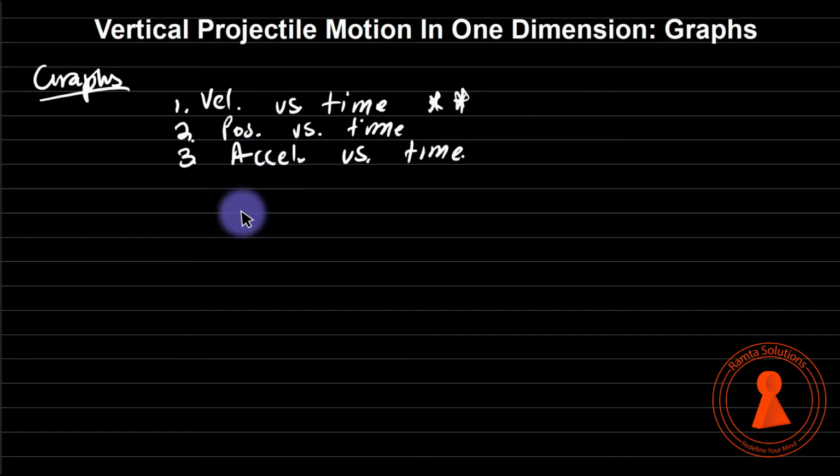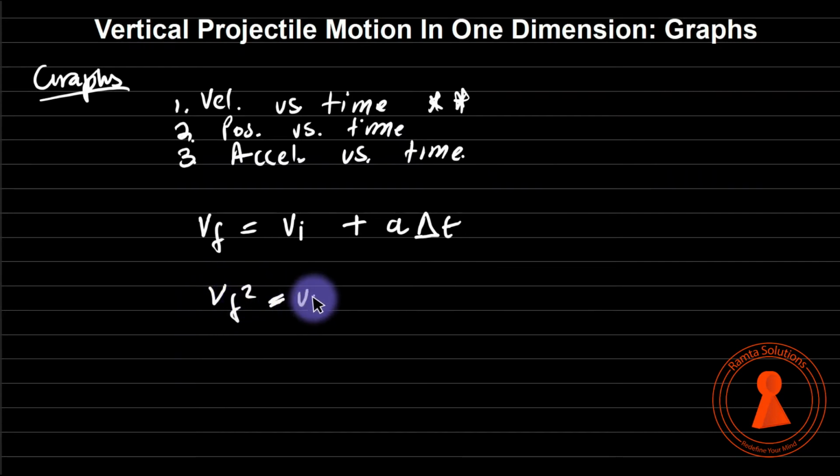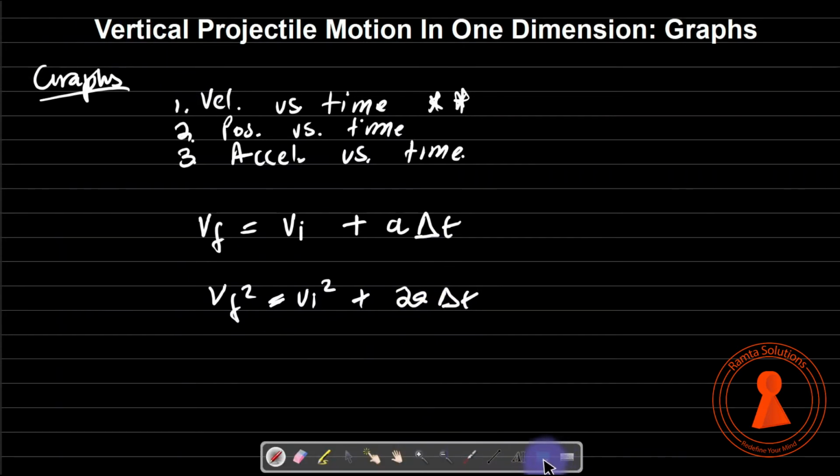Now, let me remind you of your equations of motion, the equations that you use in this topic. You say final velocity equals initial velocity plus a delta t. You also have one that says final velocity squared equals initial velocity squared plus 2a delta y.